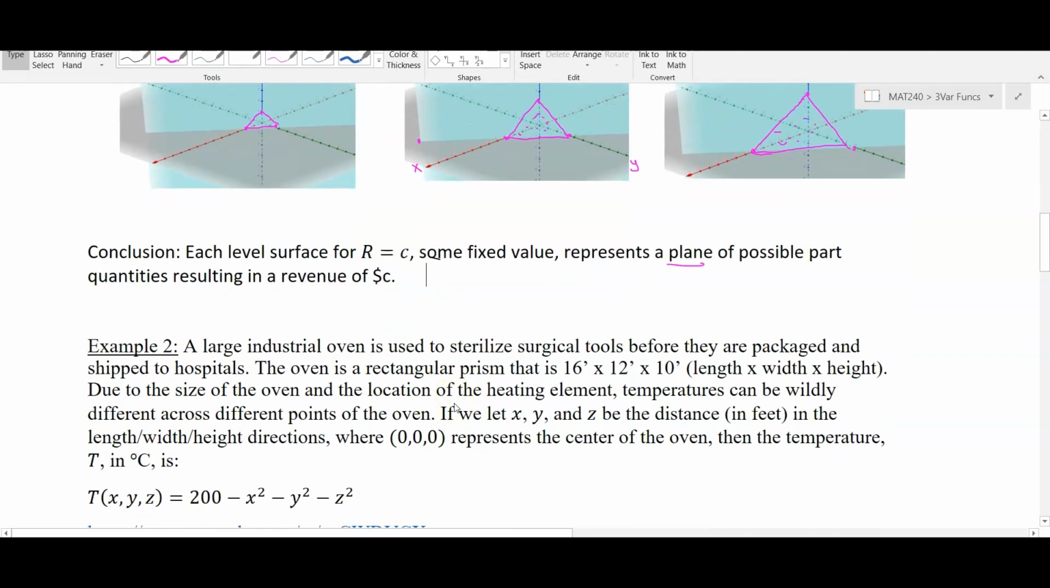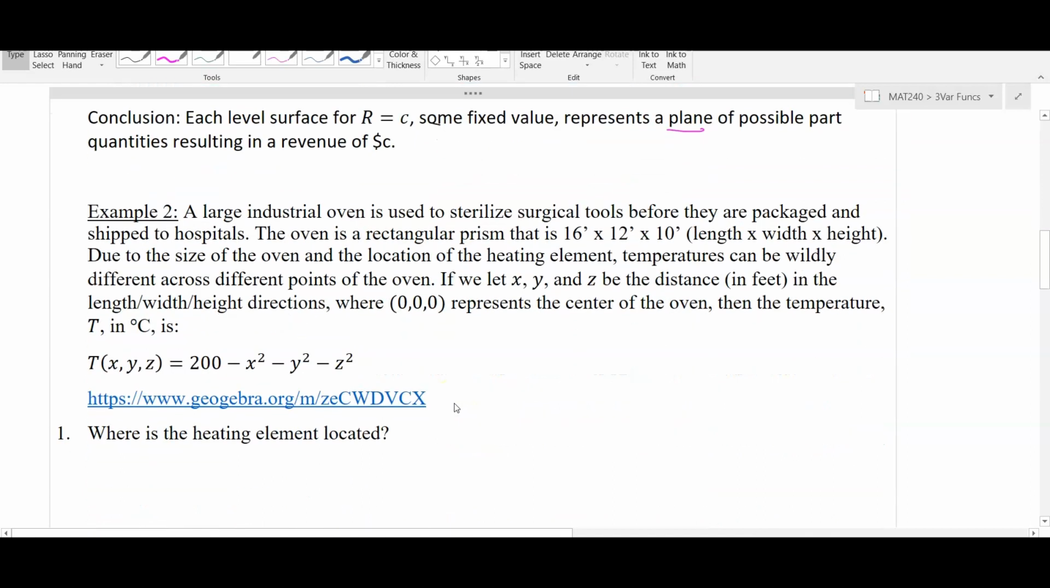Let's take a look at another example. A large industrial oven is used to sterilize surgical tools before they are packaged and shipped to hospitals. The oven is a rectangular prism that is 16 feet by 12 feet by 10 feet, length by width by height. So probably what we want to visualize here is we have this rectangular prism.